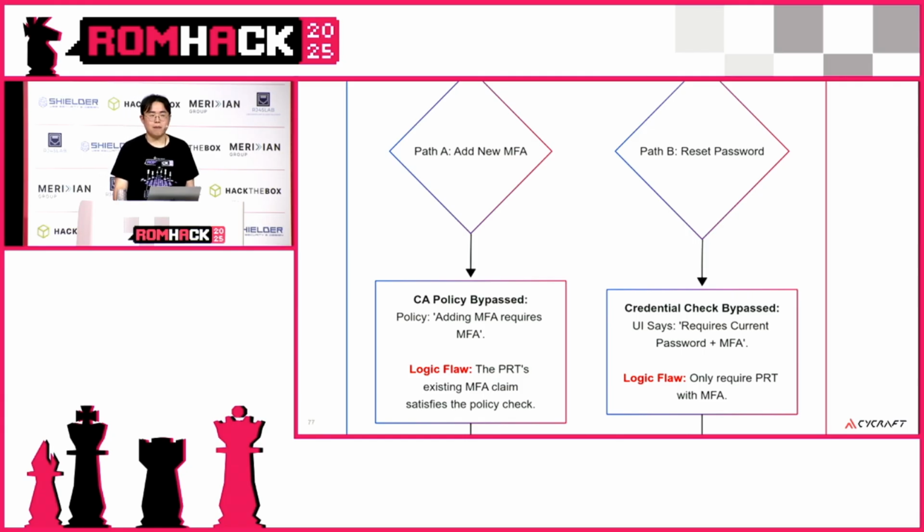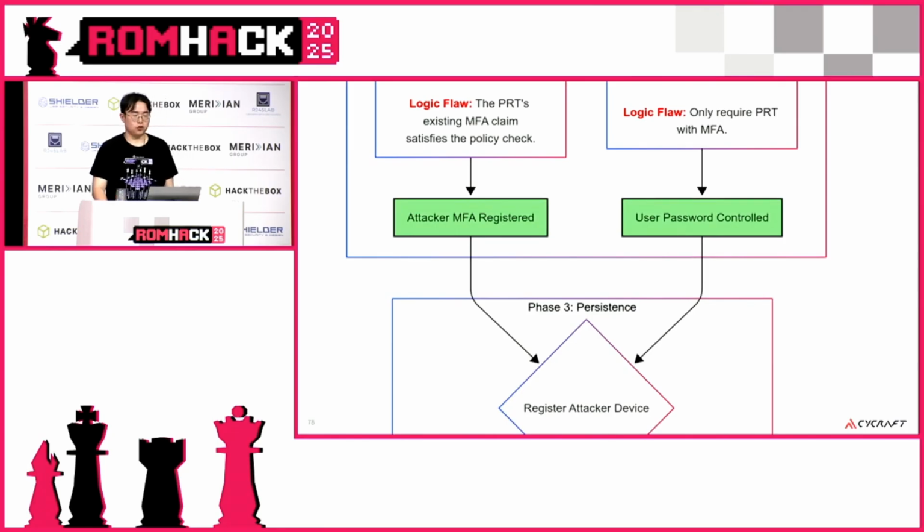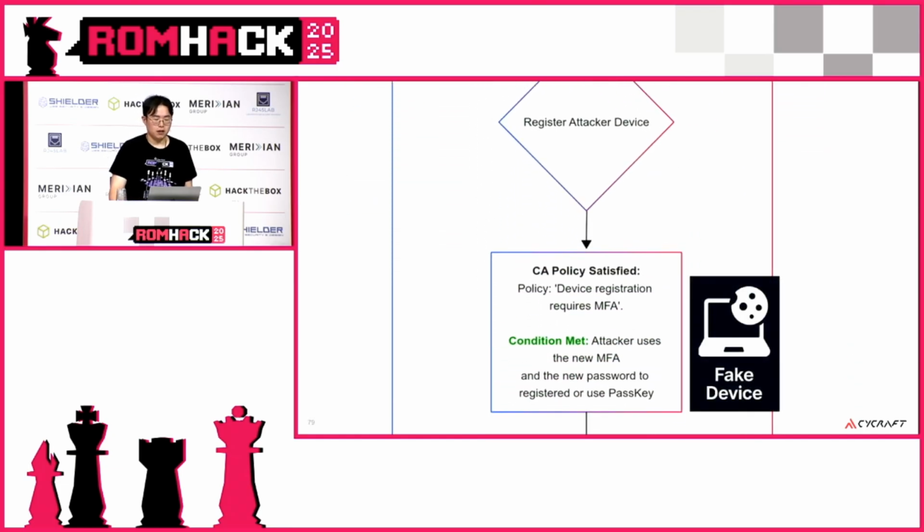And then follow with reset password. Because the UI, front end, and the back end are inconsistent, we can easily reset the current password. And now we have our own MFA, and we have successfully reset the password. So now we can register our fake device in the Entra ID tenant. But there's a conditional policy requiring MFA for the registered device. But we have our own MFA, so we can easily satisfy this policy check too.